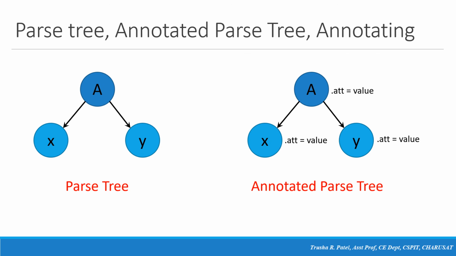Now let us talk about the parse tree, annotated parse tree and the annotating process. Now on the left hand side we have generated just the parse tree, where capital A is replaced with X and Y. So this is called a parse tree. But if in a parse tree we are indicating the attributes of each symbol along with the values, which I have shown on the right hand side, then that parse tree is called the annotated parse tree. And the process of doing this annotation in the parse tree is called annotating.